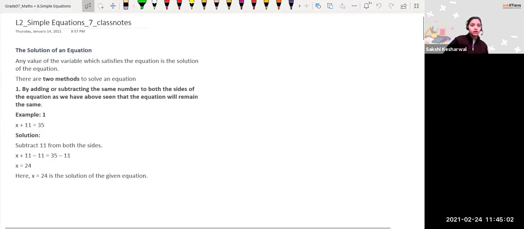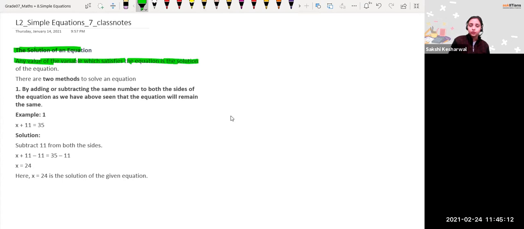Just see this, what we have today: the solution of the equation. Any value of the variable which satisfies the equation is called the solution of the equation. Please write it down.